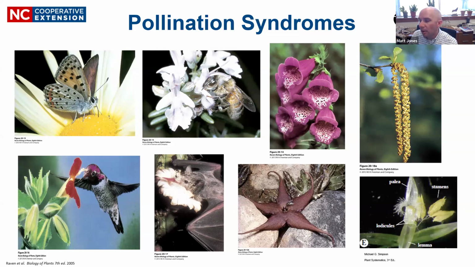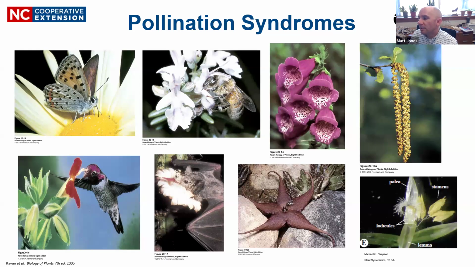Bat pollinated or mammal pollinated flowers tend to be also rather large and provide a lot of nectar because the animals themselves are relatively large compared to insects. And with bat pollinated flowers, they're obviously more active at night typically, so they also tend to be white and strongly scented.